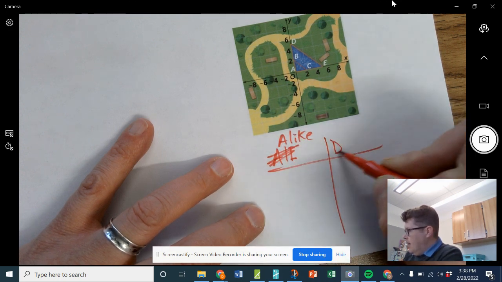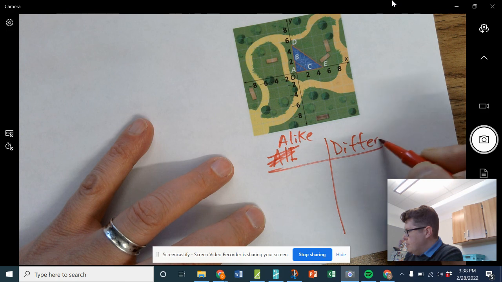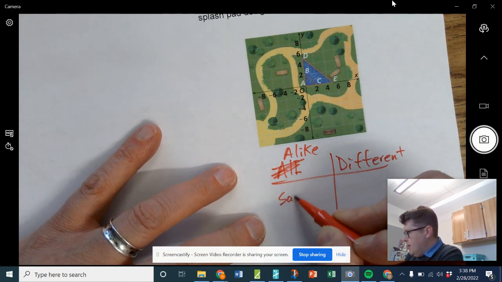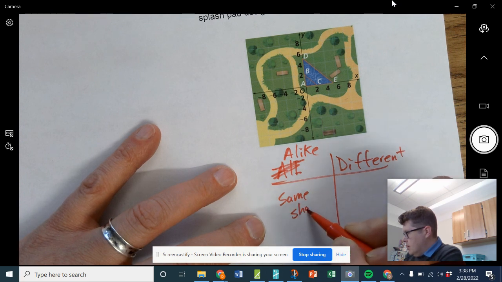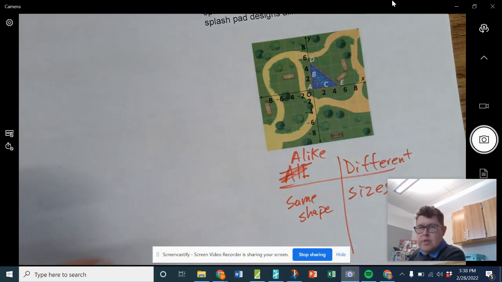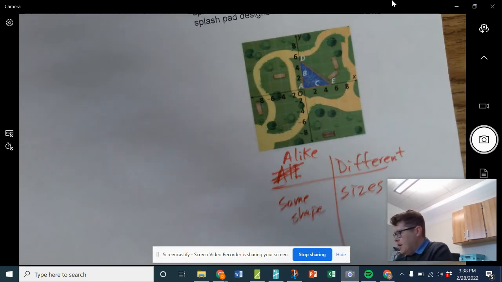Okay. And how are they different? Okay. Well, they're alike in that they're both triangles, so same shape. They're different in that they are different sizes, right? One is smaller, one is larger than the other, right? That's the big thing right there.